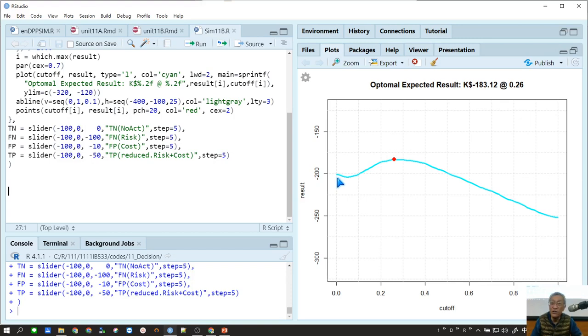Now you compare the 3 cases. This is the case that we take action on everyone. This is the case that we take action on no one. And this is the case that we selectively take action, right? Which one is the best? Which is the optimum choice?